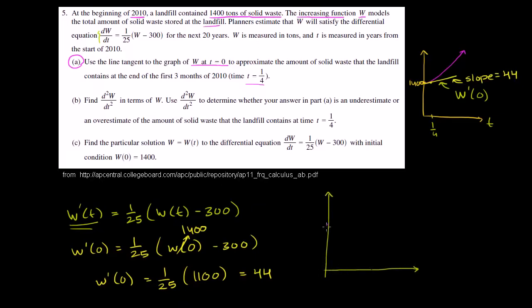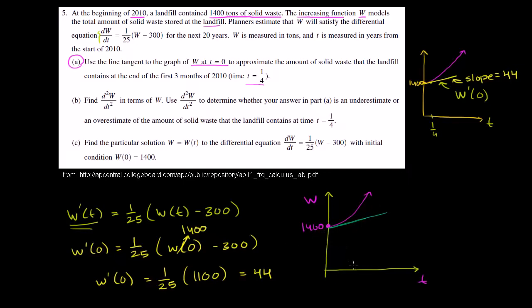So we're starting at 1,400 tons. This is my W axis. This is my time axis. We're starting at 1,400 tons, and we are increasing from there. They're telling us that it is an increasing function. So maybe it looks something like that. I haven't drawn W exactly that accurately, I'm just guessing what it might look like at this point. The tangent line has a slope of 44.